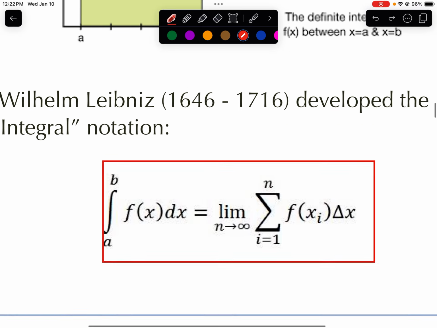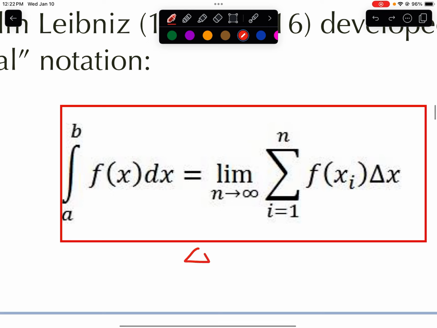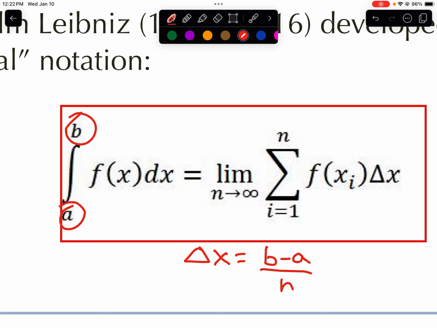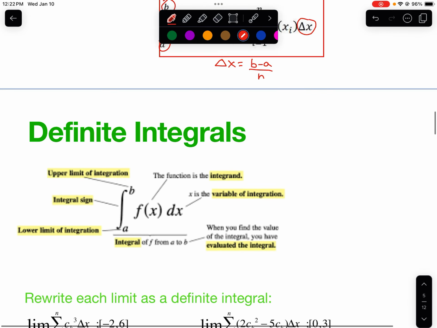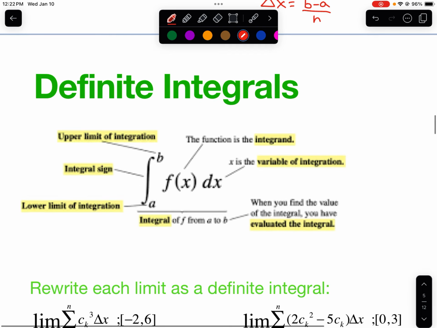A little bit more about this delta x here. That delta x is the width of the rectangles. And remember, we can calculate that if we take the length of our interval and divide by the number of rectangles. So that just shows the connection between a, b, and that delta x over here. So we have our definite integral notation.